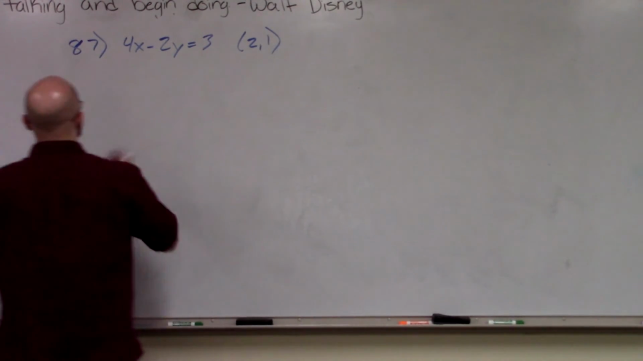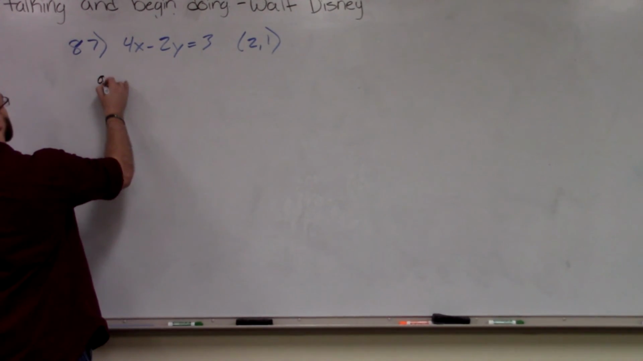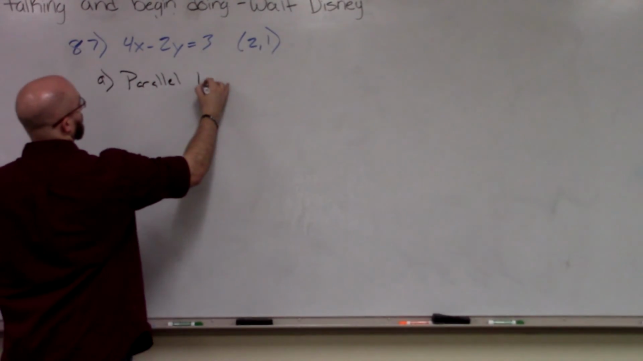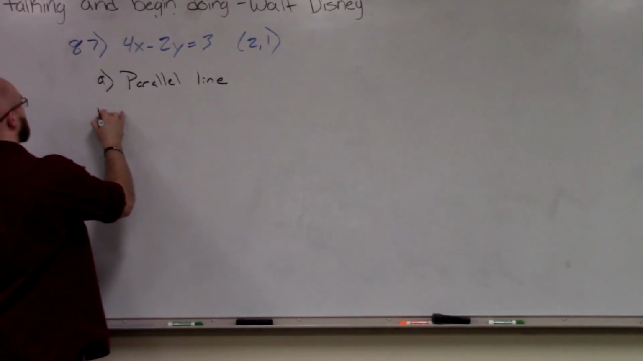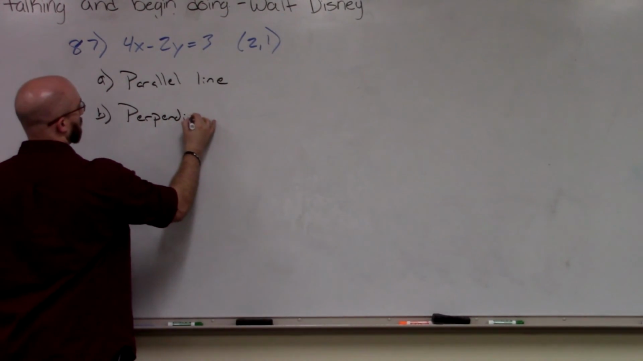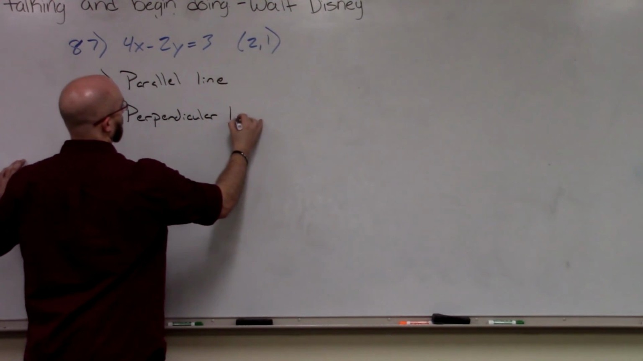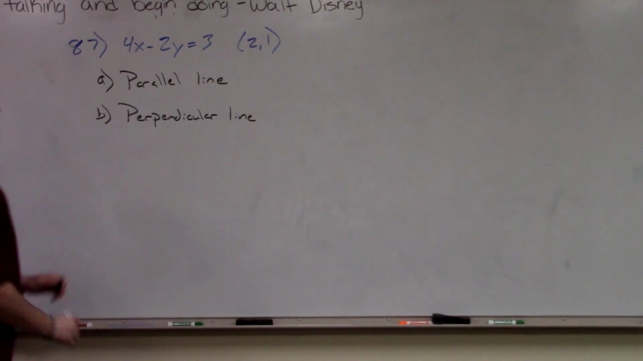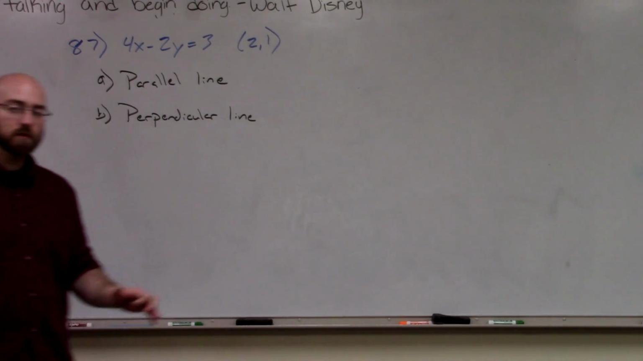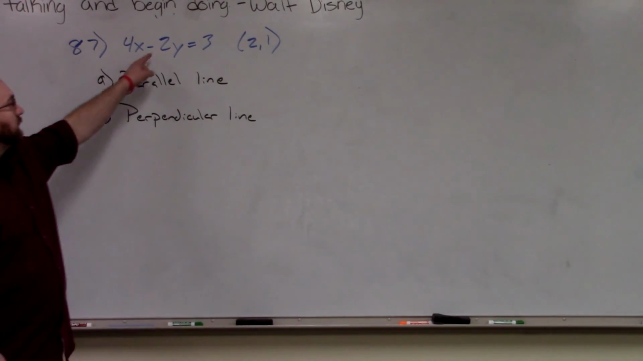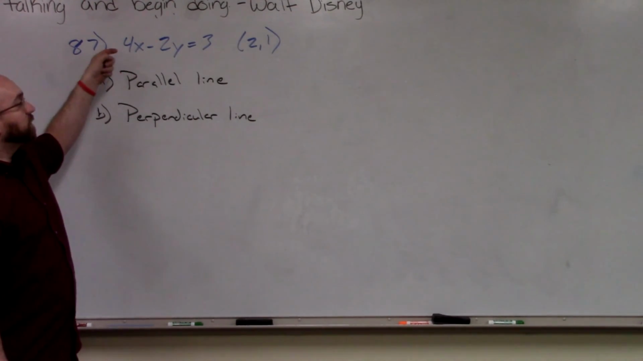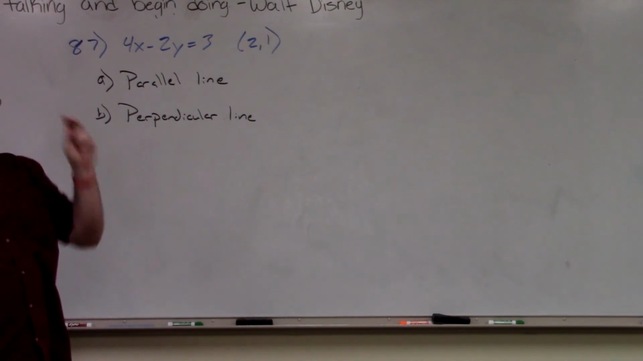So part A, we want a parallel line. Part B, perpendicular line. That's what we want. So part A, well actually the first thing you do, before you do anything, find the slope of this line. So you're not going to mess with that point. Find the slope of the line given, so that is solve for y.